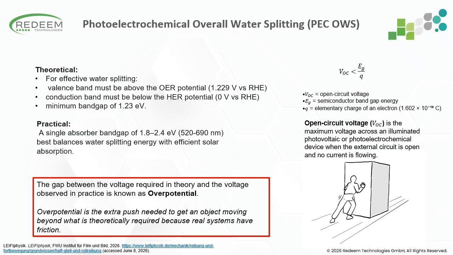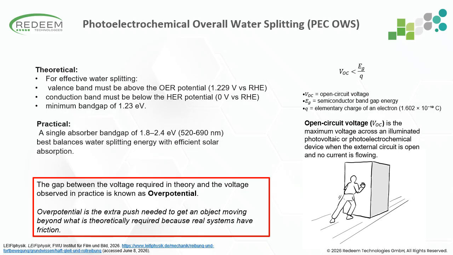Now that we know the overall reaction, the next question is, what properties must a semiconductor actually have to drive water splitting in particular? So in theory, 2 conditions have to be fulfilled. First, the valence band must be positive enough to oxidize water to oxygen. And second, the conduction band must be negative enough to reduce protons to hydrogen.